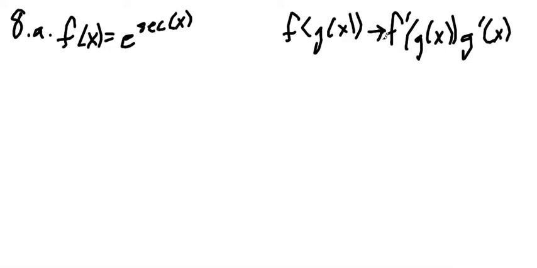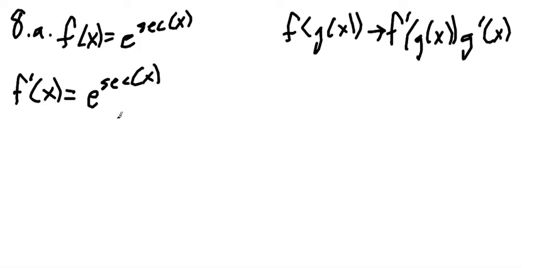So we take the derivative of the outer guy, leave the inner guy alone, then we multiply by the derivative of the inner guy. So when I take the derivative here, the outer guy is e to the x. This is e to the x on the outside. The inside function is secant of x. So we're plugging secant of x into e to the x. So the derivative of e to the x is itself. So when I take the derivative of e to the x and apply it to the inside function secant of x, I get e to the secant of x.